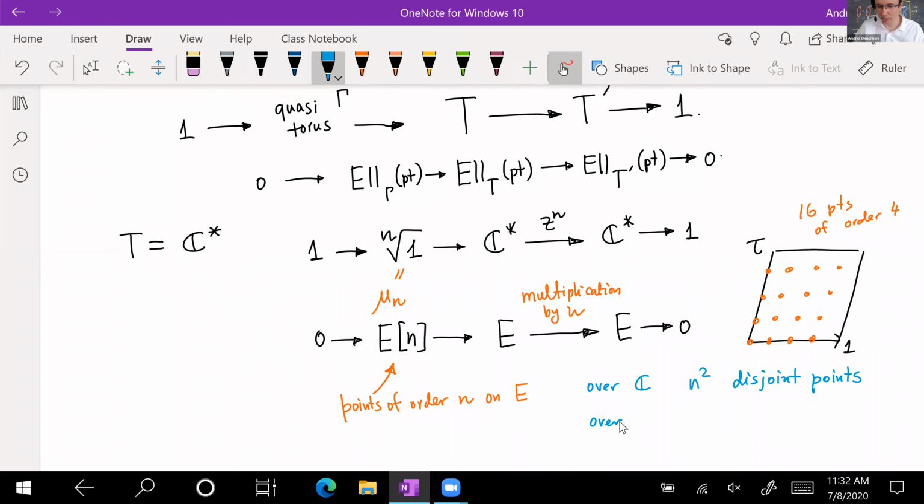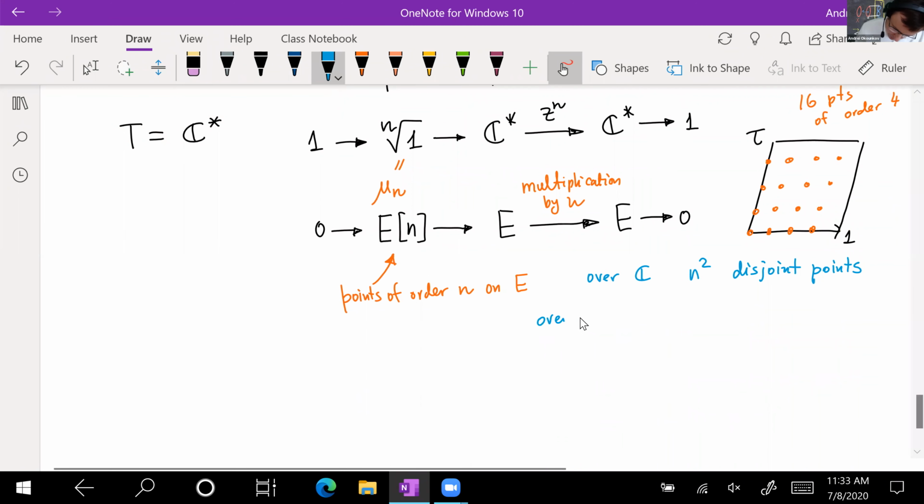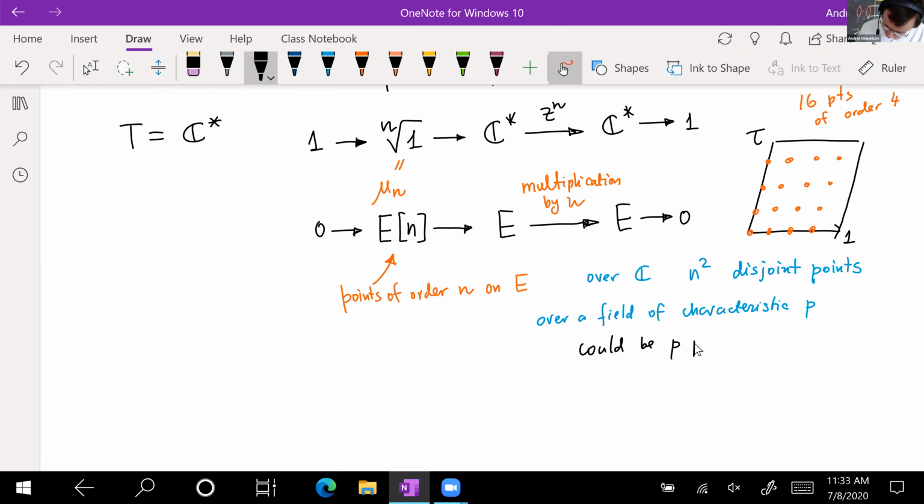But over some other field it may look very different. Over a field of characteristic p, it could be a point of fatness p. It's clear that this has to be a bunch of fat points, because if I take the addition for n equals p.